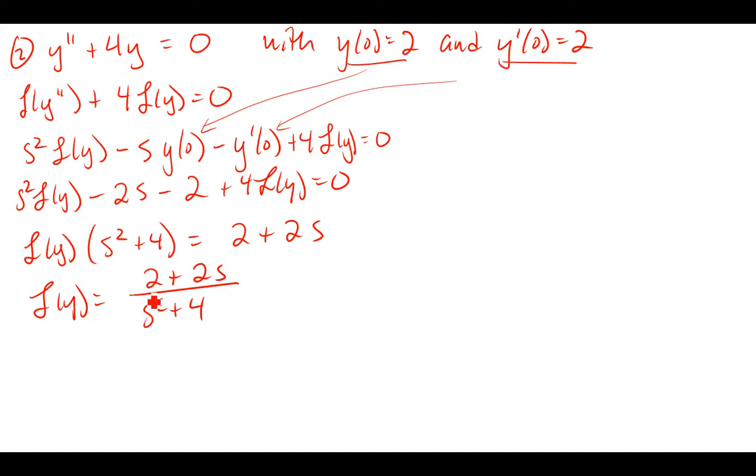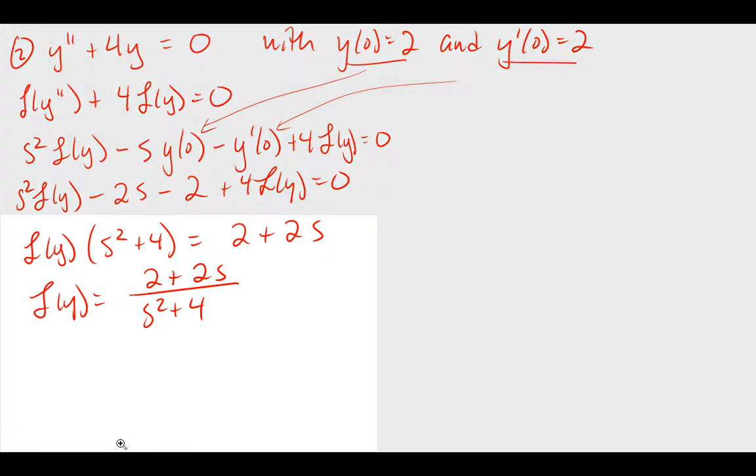All right, so what do I have? 2 plus 2s over s squared plus 4. And again, mostly it's the s terms. And in particular, as we're going to get better and better at this, it's actually the denominator that I'm mostly looking at to get right. And I can usually fix the numerator.